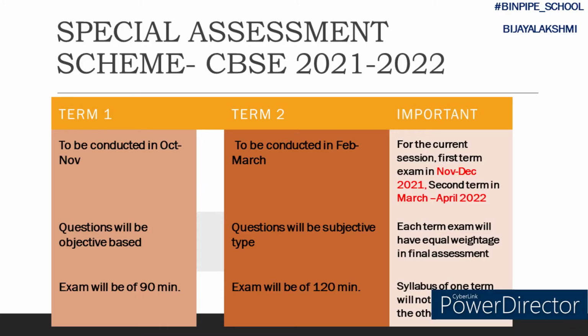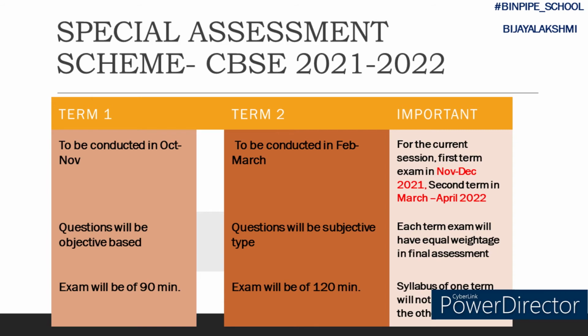It says that a special assessment scheme says that there will be 2 terms. One will be conducted in October and November. The second one will be conducted in February and March. And term 1 will be objective based. Term 2 will be subjective type questions. And the exam of term 1 will be 90 minutes and term 2 will be 120 minutes.